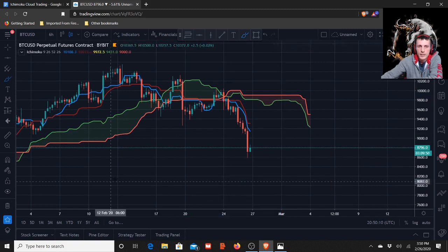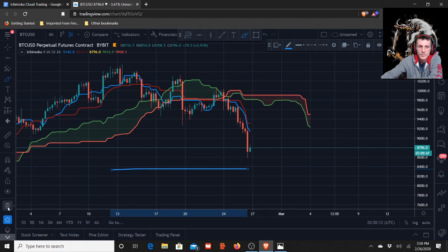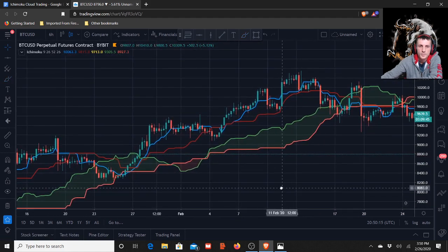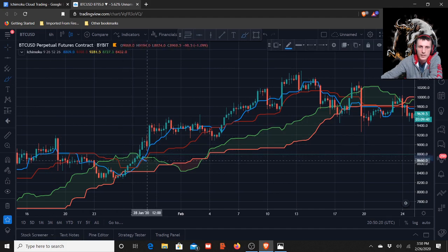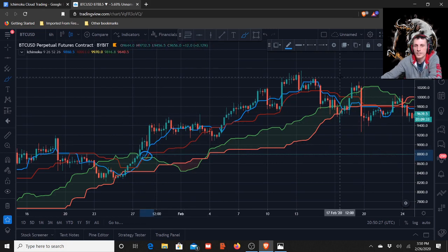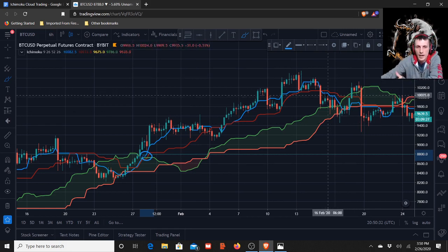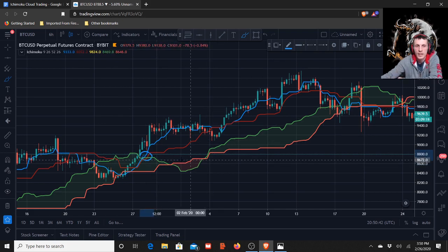Now, vice versa, if you want to take a long, here's a perfect example. We crossed here. We are above price, and boom. You could have ridden this all the way up. And this is also how you can figure out where to put your stop. You can put your stop loss right below the blue line. That's going to keep you nice and tight. Or you can use the red line and go a little bit deeper, just right underneath of it.